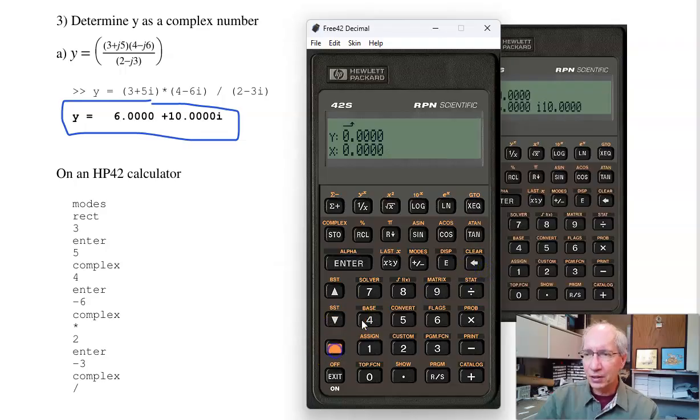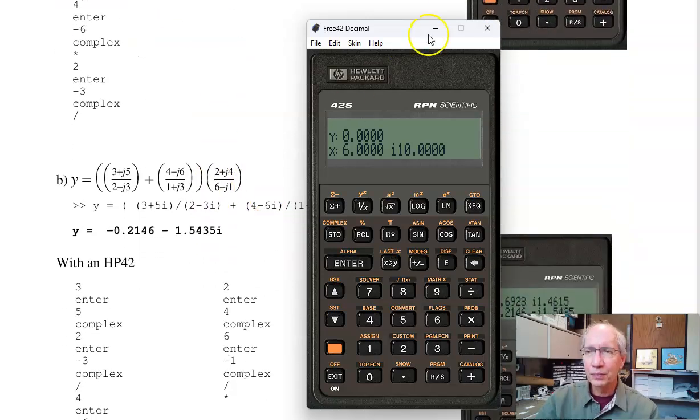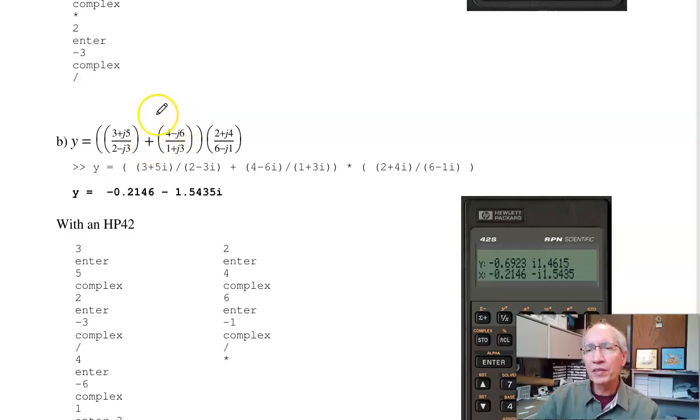So if I do that, let's go to rectangular mode. I do 3, enter 5, complex. 4, enter negative 6, complex. Multiply, 2, enter negative 3, complex. Divide, same thing. Or if that's a little more complicated, get a Matlab, not a problem.